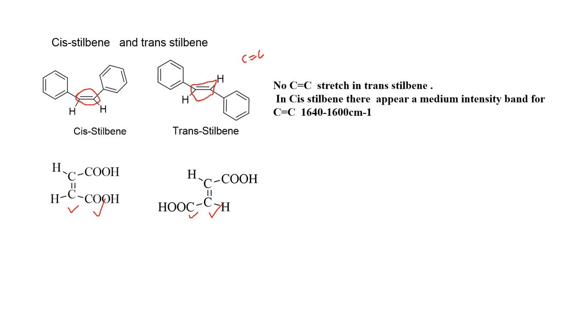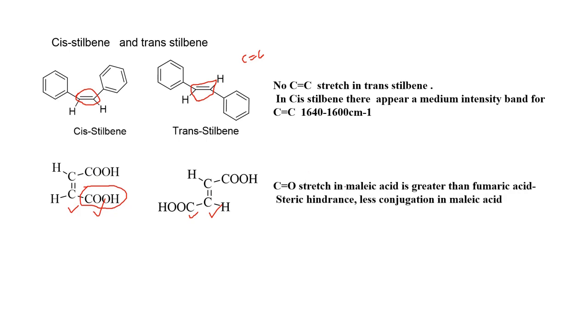Maleic acid has both COOH groups on the same side, and in this case the COOH group is on the opposite side of the carbon-carbon double bond. The C=O stretching in maleic acid will be greater than that for fumaric acid because of the steric hindrance of the bulky COOH group adjacent to the other COOH group, and hence less conjugation.